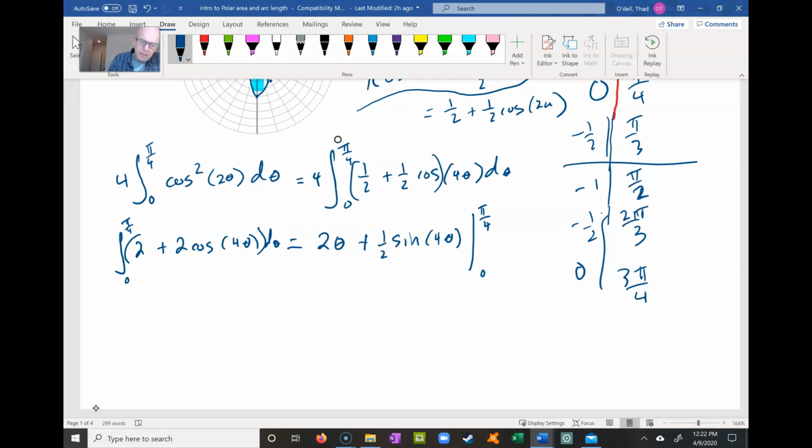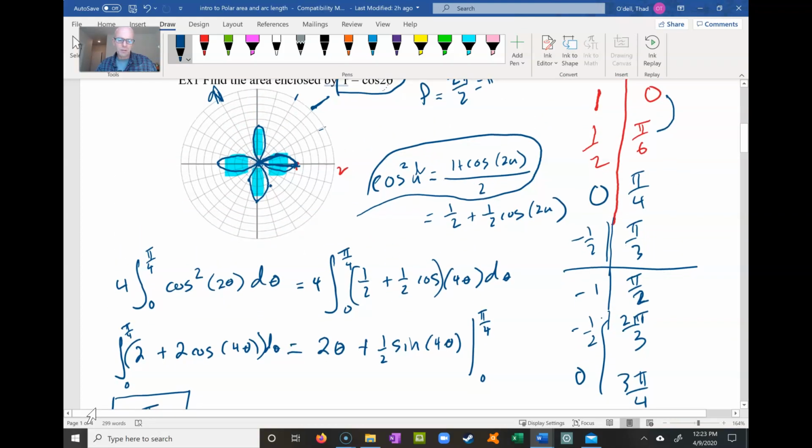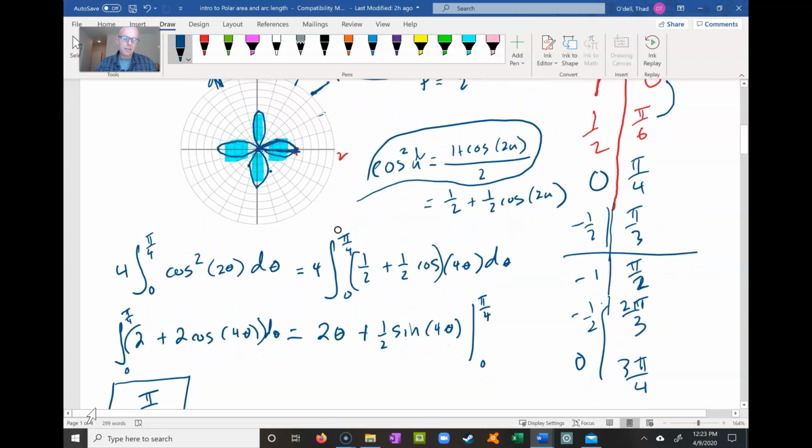Then we're going to evaluate that, so that would be 2 times pi over 4, which would be pi over 2, plus 1/2 times sine of 4 times pi over 4, which would be sine of pi. Sine of pi is 0, so that just disappears. Plug a 0 in here, sine of 0 is 0. So this ends up just being pi over 2. That would be the total area of all that little blue space, because remember, we took the area of the little half petal and then multiplied by 8, because there's 1, 2, 3, 4, 5, 6, 7, 8 of those half petals.